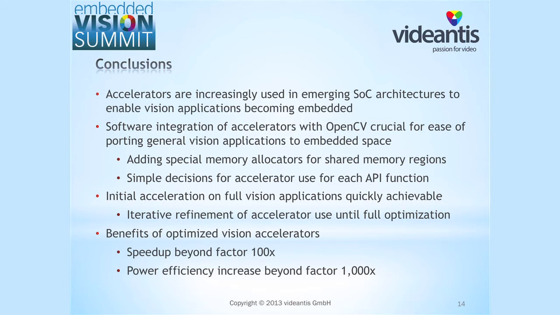And the way we did it, and this has been well received by our customers, is by adding special memory allocators, which give a clear understanding about what you need to do in order to have something processed on an accelerator. And this results in very simple decisions for accelerator use. We see that an initial acceleration of applications is quickly achievable, and you have the option for an iterative refinement later on. And last but not least, with these optimized vision accelerators, we already have today speed-ups beyond a factor of 100, and power efficiency increases by a factor of 1,000.